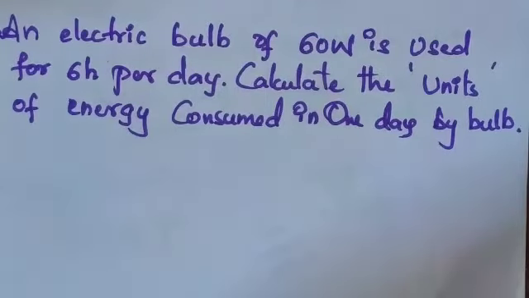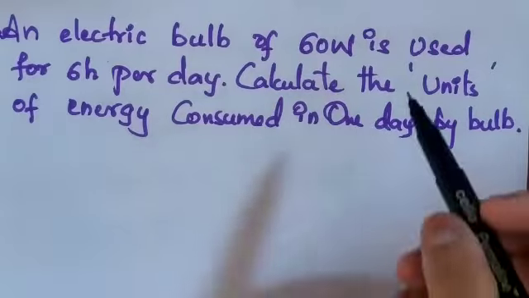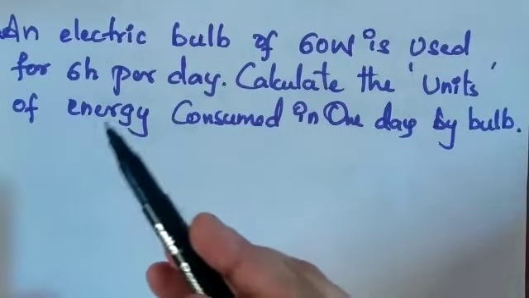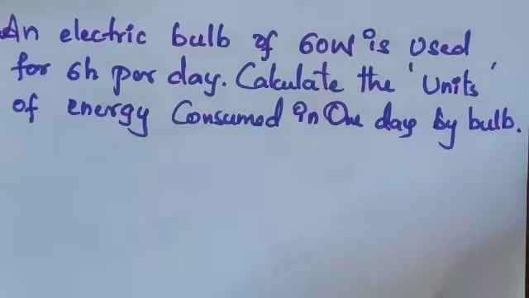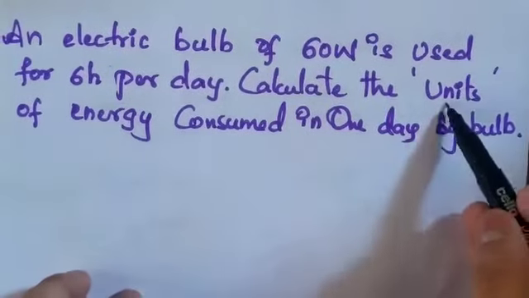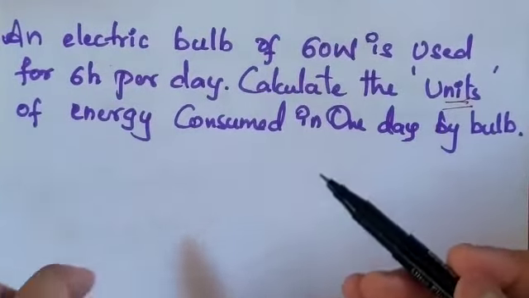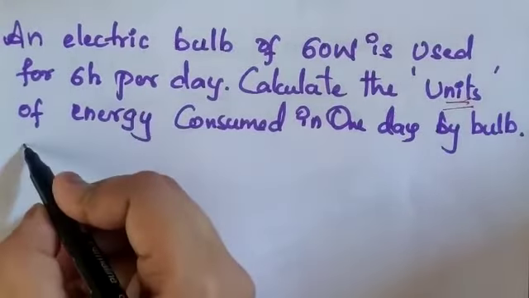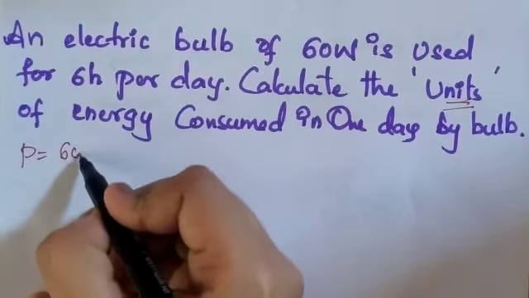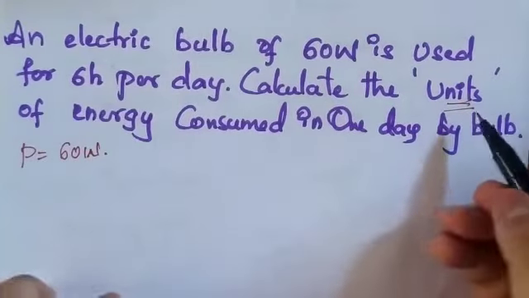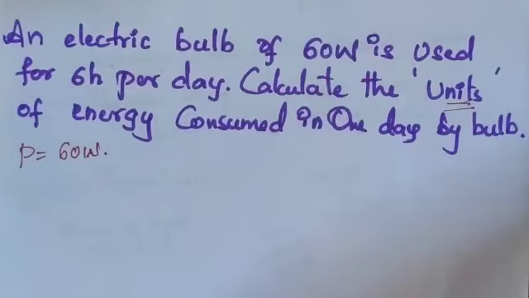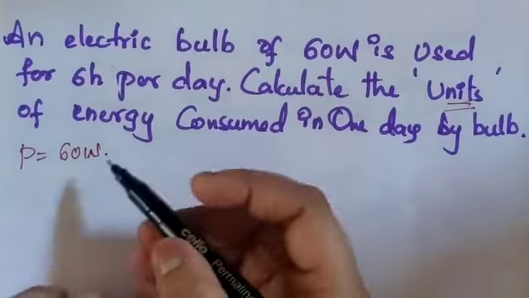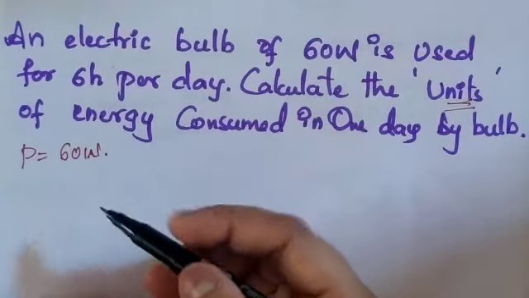An electric bulb of 60 watt is used for 6 hours per day. Calculate the units of energy consumed in 1 day by the bulb. Here they have asked for units. 1 unit is nothing but 1 kilowatt hour. Power given is 60 watt. If you want it in units, you have to convert everything into kilowatt hour. Here it is in watt, so let us convert into kilowatt.